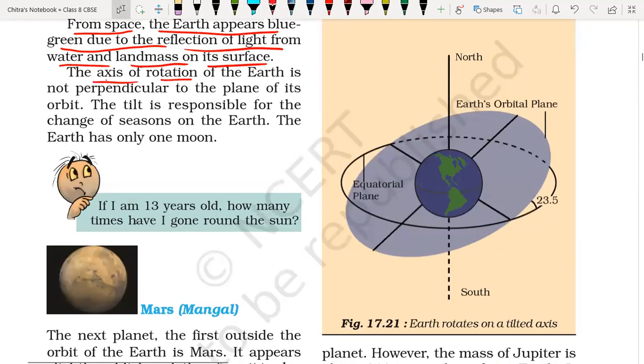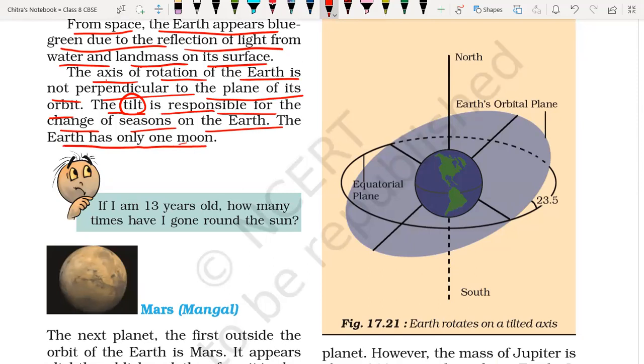The axis of rotation of the Earth is not perpendicular to the plane of its orbit. It is slightly tilted, and it is responsible for the change of seasons on the Earth. It is very important, because the change in season takes place due to the tilt of the Earth with respect to its plane. Earth has only one moon, which is its natural satellite.